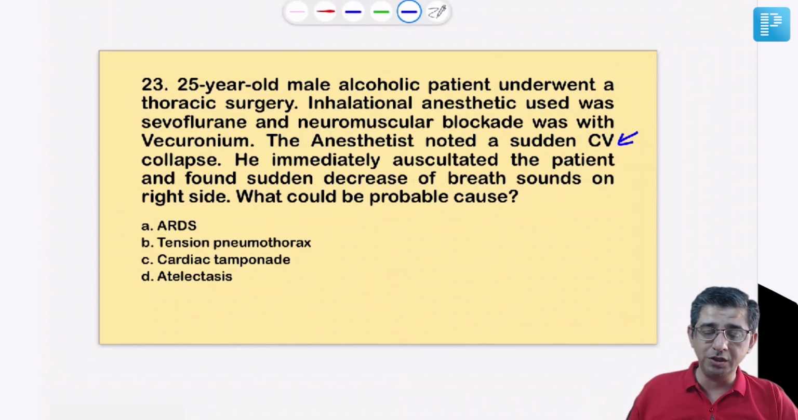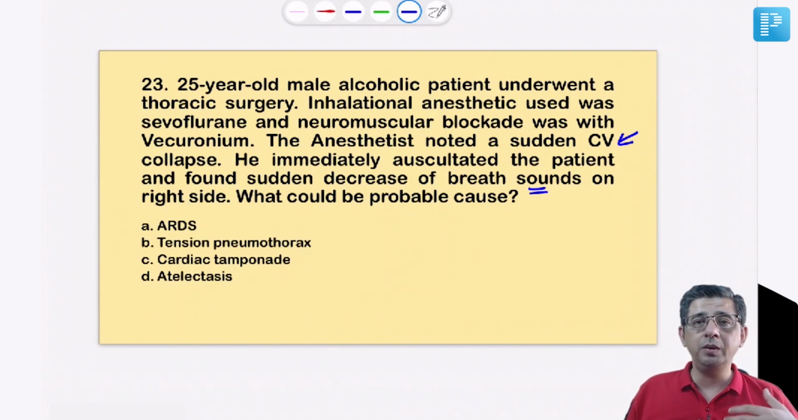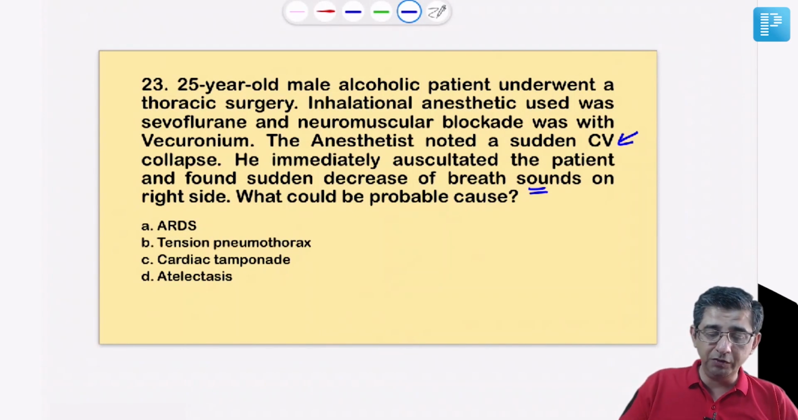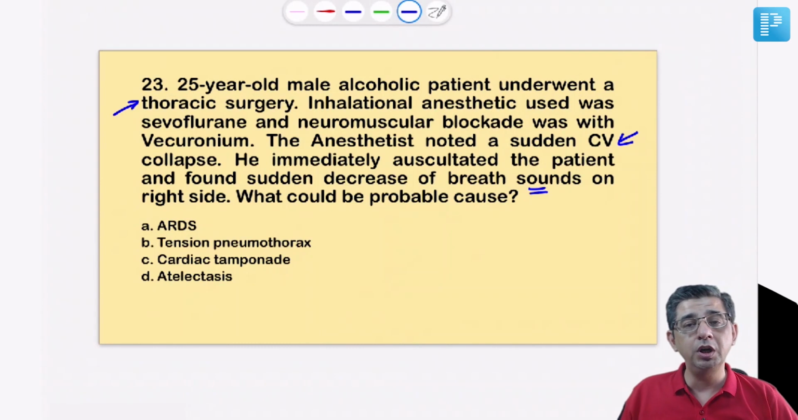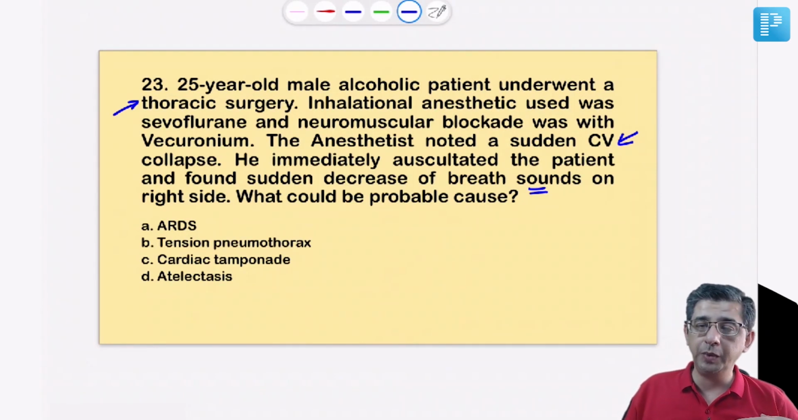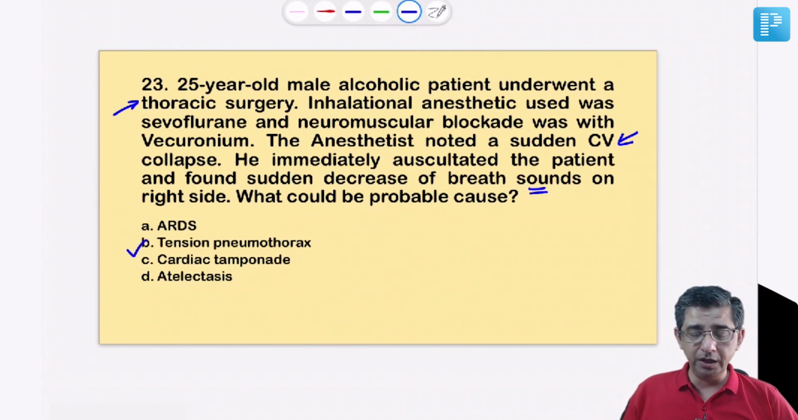But then when you auscultated the patient, there was a decrease of breath sounds on the right hand side. So possibly due to the peak plateau pressures, the peak inspiratory pressures, one of the lungs has popped off. And anyway, the person was undergoing a thoracic surgery. So the combination of maybe the workup done by the surgeon, the operative process being done by the surgeon, and high inspiratory pressures being maintained by the anesthesiologist, the lung has popped off and there's a development of tension pneumothorax in this case. ARDS is anyway ruled out.